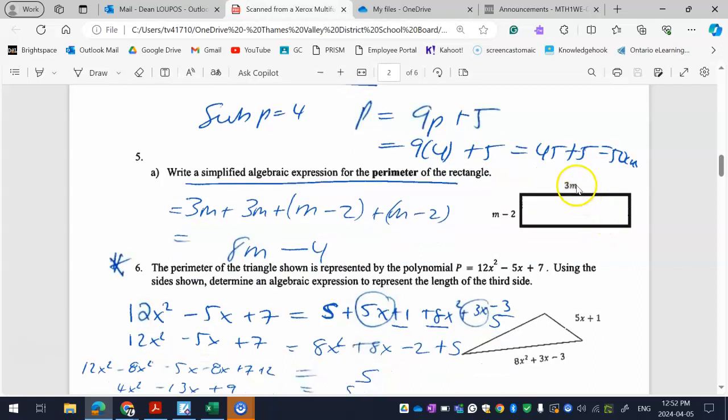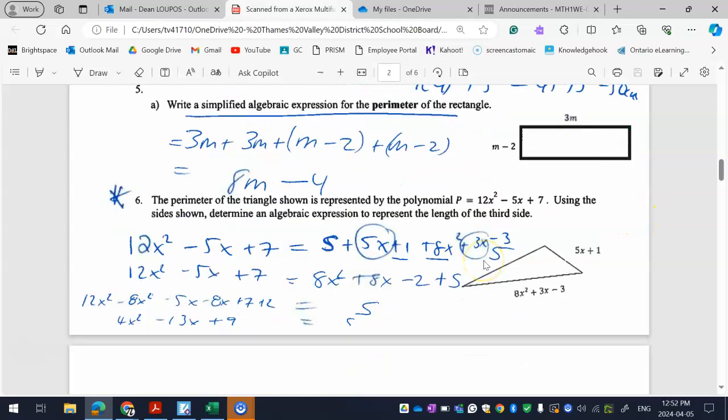Same with the next one, same sort of thing for the next one. Just be careful with this. If that's 3m, so is that. If that's m minus 2, so is that, right?